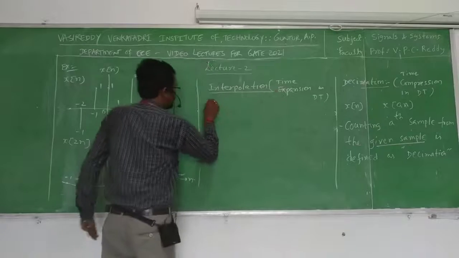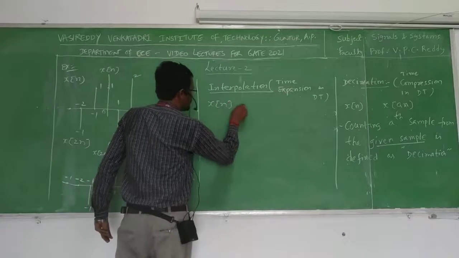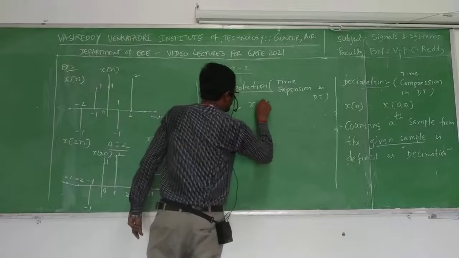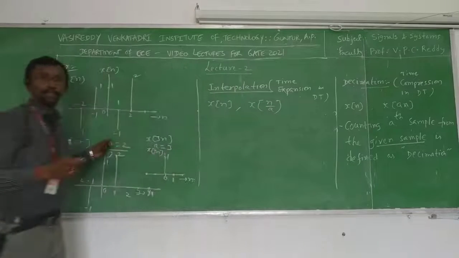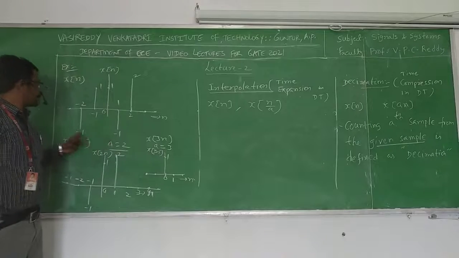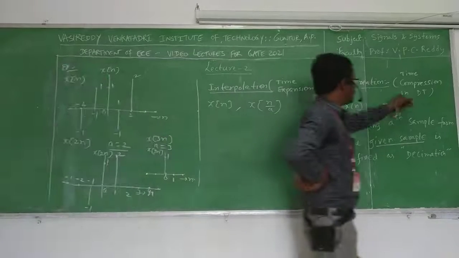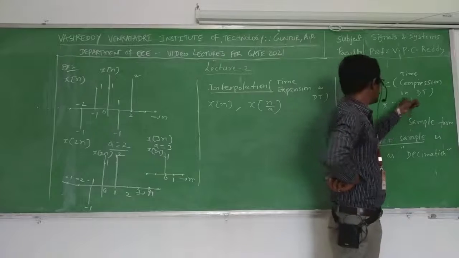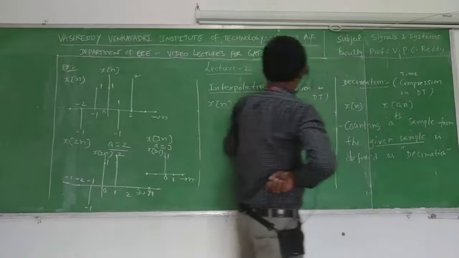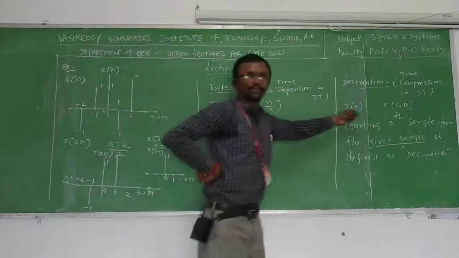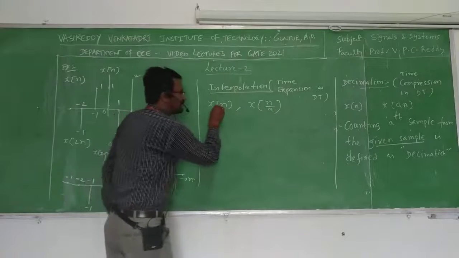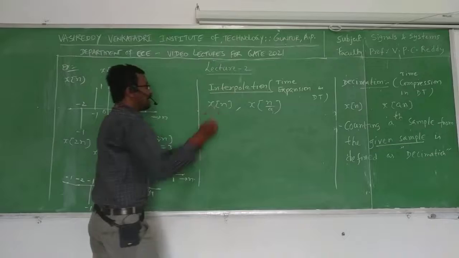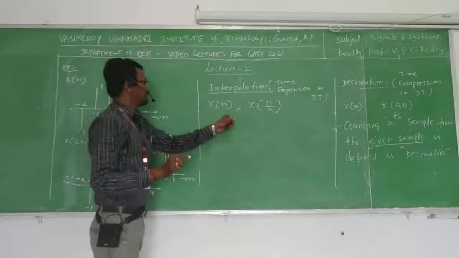So let us consider an example. x of n is the given signal, and x of n by a is the interpolated version of the given signal. Here a must be an integer. Please remember that. Why? Since we are dealing with a discrete time signal, a must be an integer.